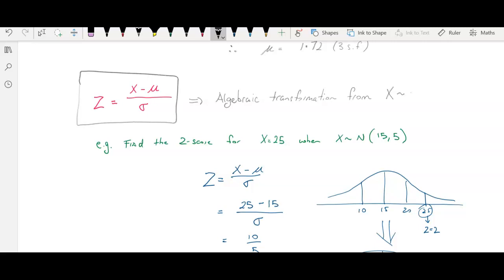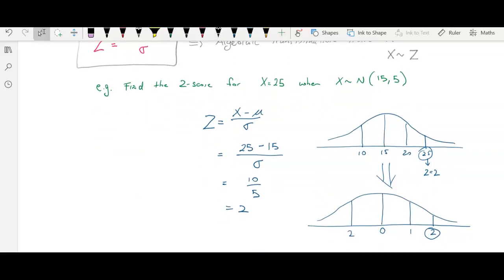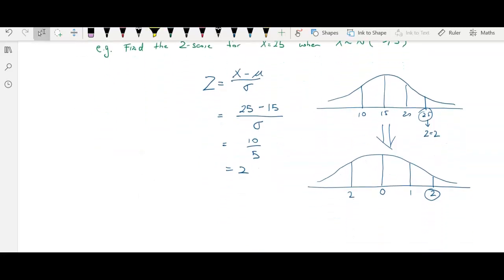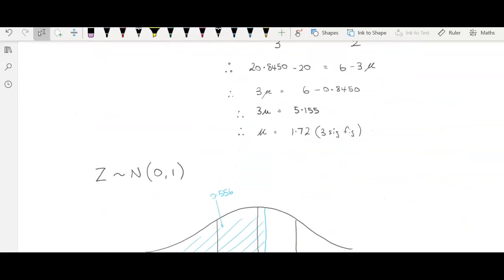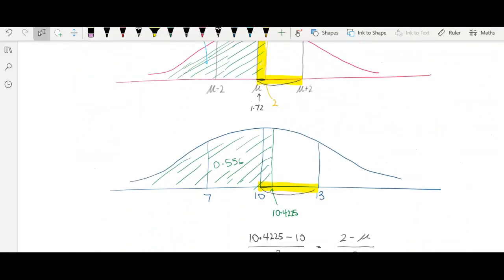From x being normally distributed to x being distributed in a standardized way. So there we have the standardized normal variable. The standardized normal variable, z.